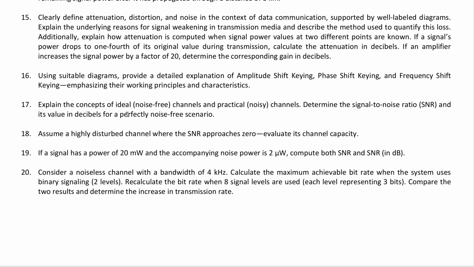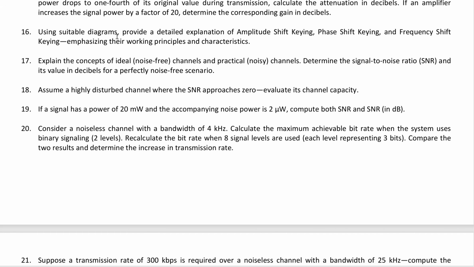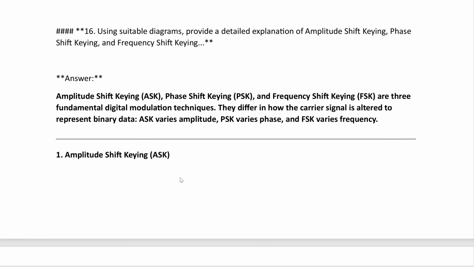That is question number 16. Question number 16 says: using suitable diagrams, provide a detailed explanation of amplitude shift keying, phase shift keying, and frequency shift keying, emphasizing their working principles and characteristics. So, amplitude shift keying, abbreviated as ASK, phase shift keying, abbreviated as PSK, and frequency shift keying, abbreviated as FSK, are the three fundamental digital modulation techniques. They differ in how the carrier signal is altered to represent binary data. ASK varies amplitude, whereas PSK varies phase, and FSK varies frequency, as the term indicates.